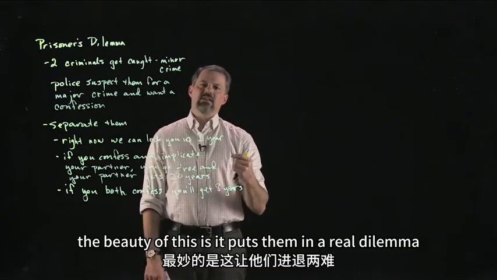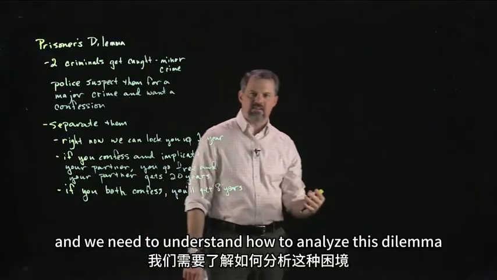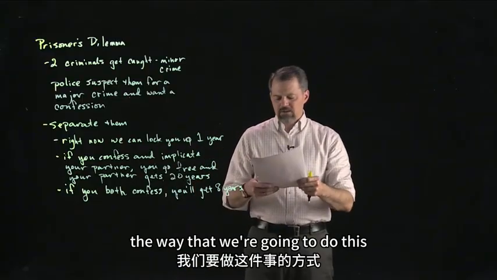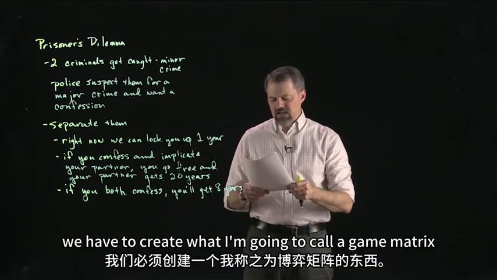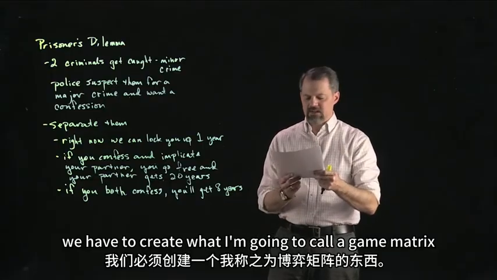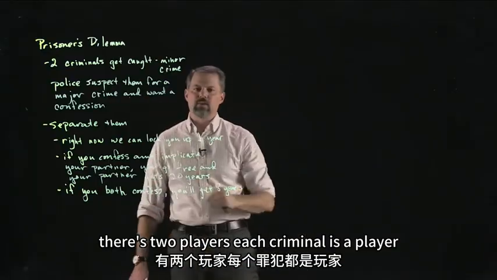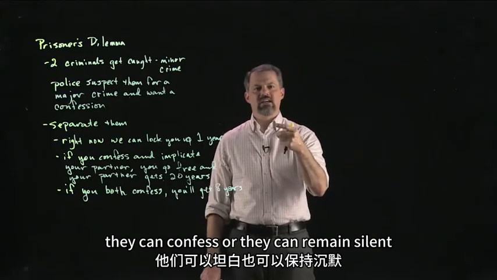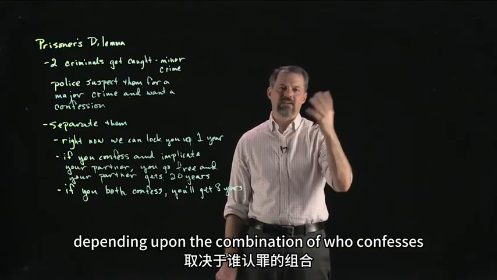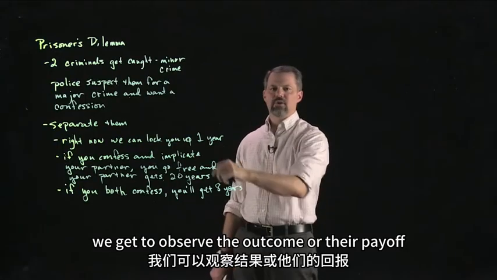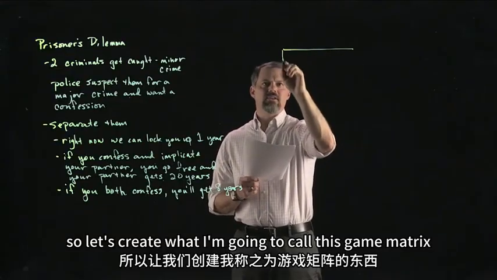The beauty of this is it puts them in a real dilemma. And we need to understand how to analyze this dilemma. The way that we're going to do this, if we want to understand the likely outcome of this game, we have to create what I'm going to call a game matrix. Each of the players has 2 strategies. There's 2 players. Each criminal is a player. They can confess or they can remain silent. And then depending upon the combination of who confesses and who remains silent, we get to observe the outcome or their payoff. So let's create this game matrix.